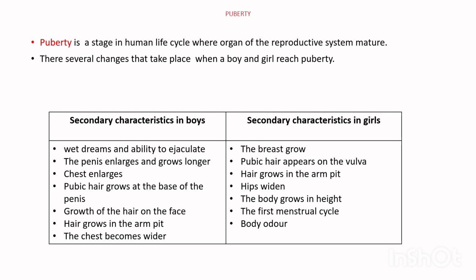Now we move to secondary characteristics in girls. When a girl reaches puberty, what are the changes? The breasts grow, pubic hair appears on the vulva, hair grows in the armpit, hips widen, the body grows in height, the first menstrual cycle, and body odor.